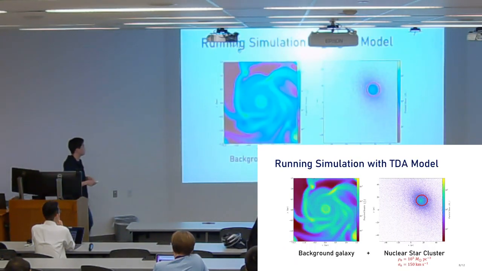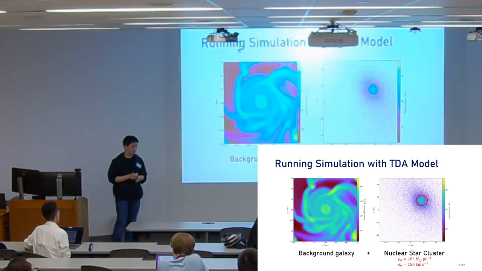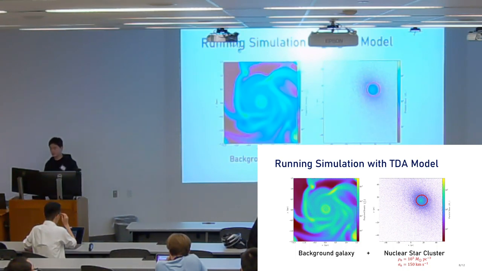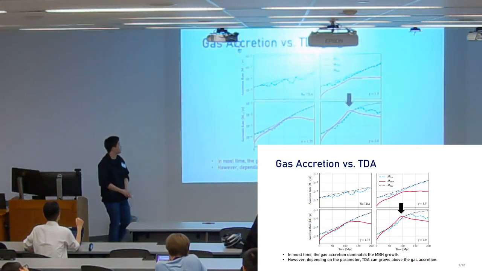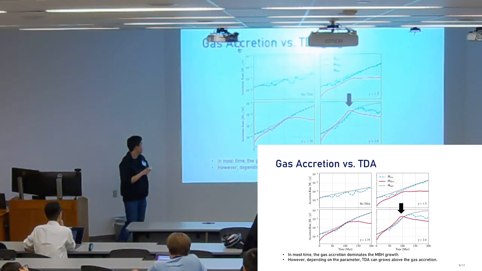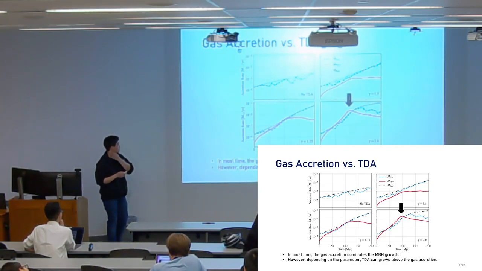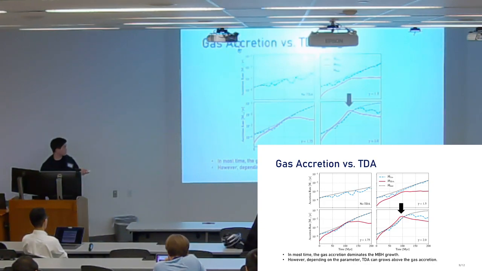In my simulation, I inserted a nuclear star cluster in a background galaxy, and at the center I inserted a massive black hole seed with 10^4 solar masses. So this is the accretion history of gas accretion and tidal disruption accretion. As you can see, the gas accretion, the blue dashed line, does not go beyond the Eddington limit, but it still dominates most of the epoch. But depending on the choice of parameter, the tidal disruption rate, the red line, can grow as much as or go beyond the gas accretion rate.